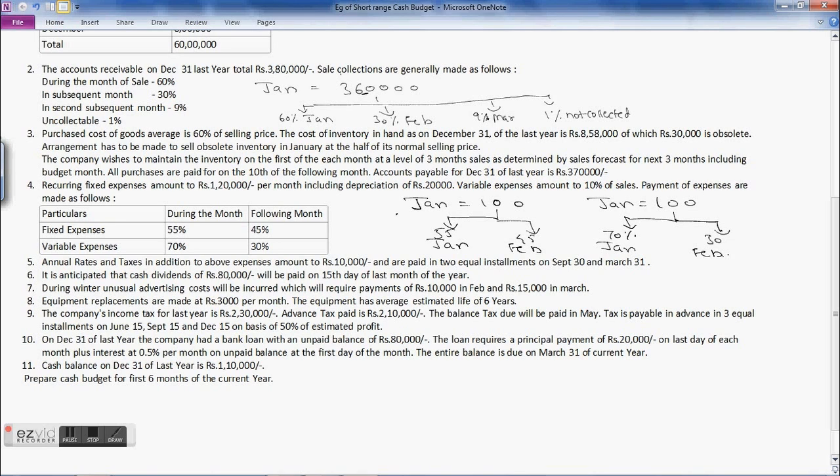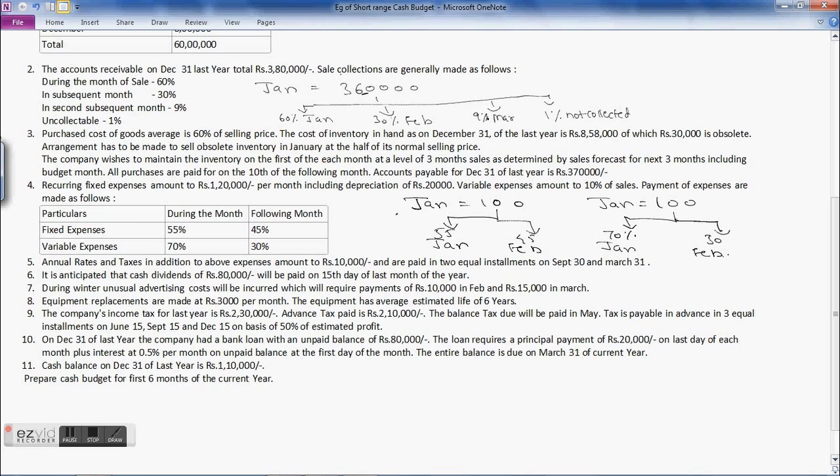Then, during winter, unusual advertising cost will be incurred, and there will be payments of 10,000 in the month of Feb and March, so that has to be considered. Equipment replacements are made at 3,000 per month, with an estimated life of 6 years. Even so, since we are making a cash budget, there is a cash outflow of 3,000 per month, so we have to consider it in our cash budget statement.